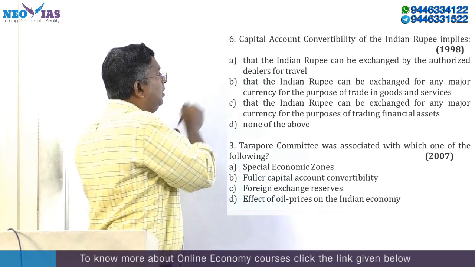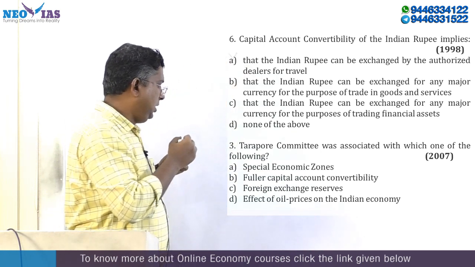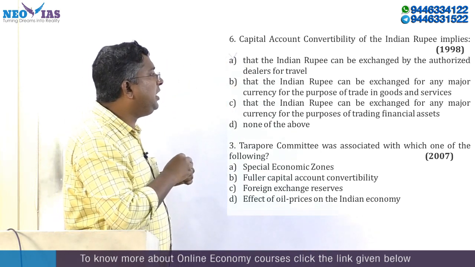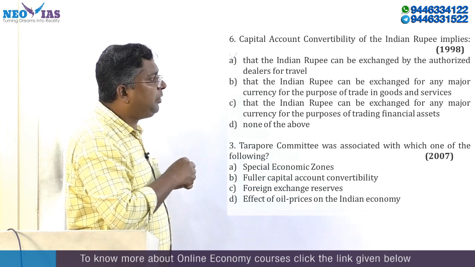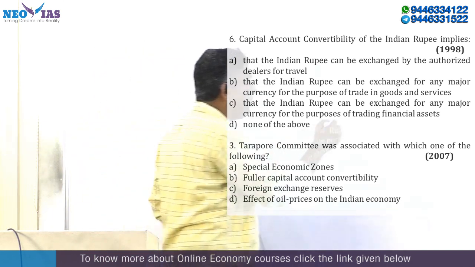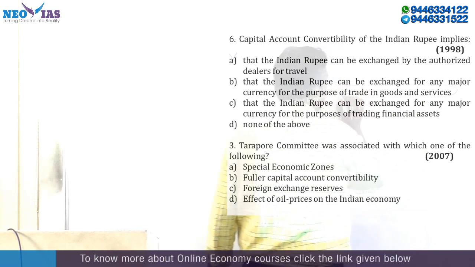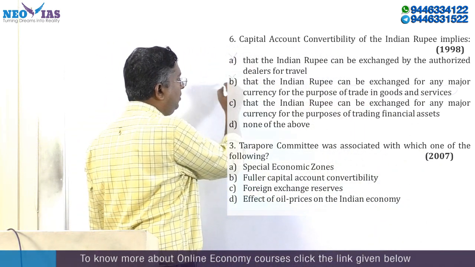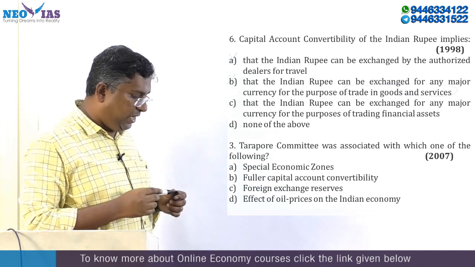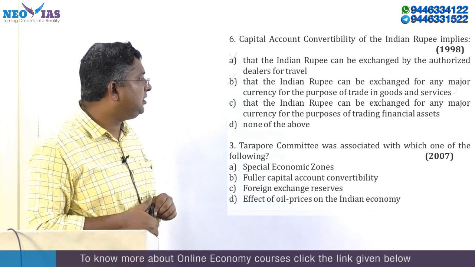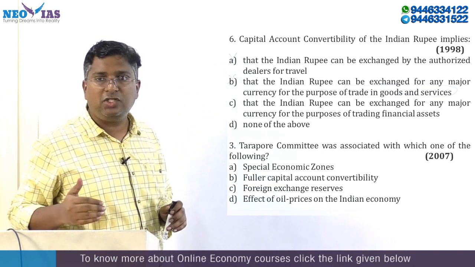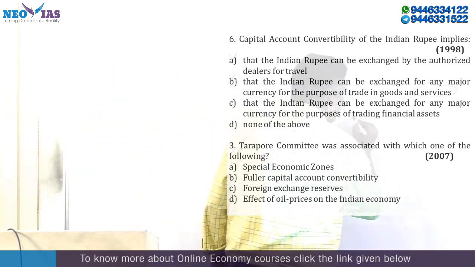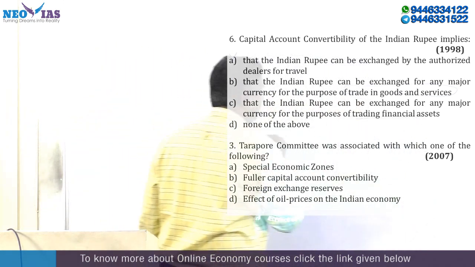So this is wrong. That the Indian rupee can be exchanged for any major currency for the purpose of trade in goods and services. What is trade in goods and services? Current account. So this is also wrong. That the Indian rupee can be exchanged for any major currency for the purpose of trading financial assets. Financial asset is capital account. So the answer is this.